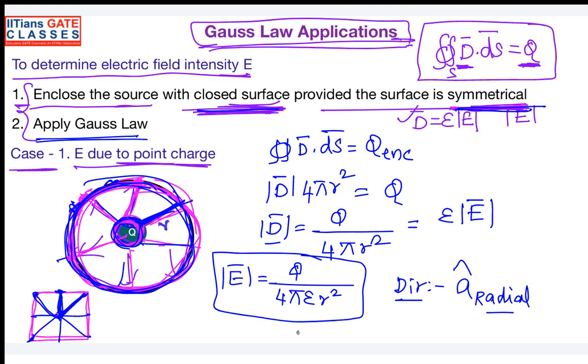So if the steps are clear, the first step is to enclose the source with a closed surface. That surface should be symmetrical also, and apply the Gauss law. When you apply the Gauss law, you will be able to find out the flux density. The flux density is epsilon times E, so you can easily define what the electric field intensity will be. So are the steps clear now? Is the procedure clear for you?